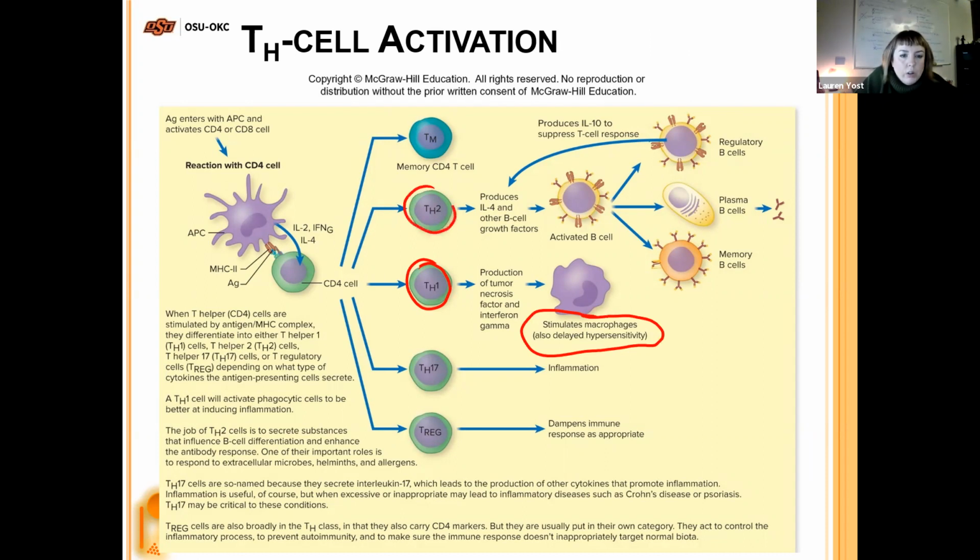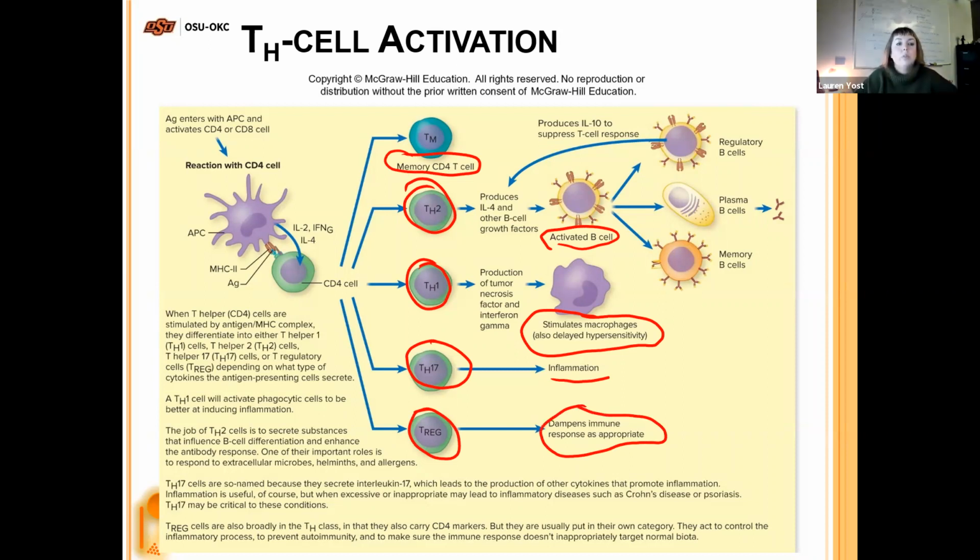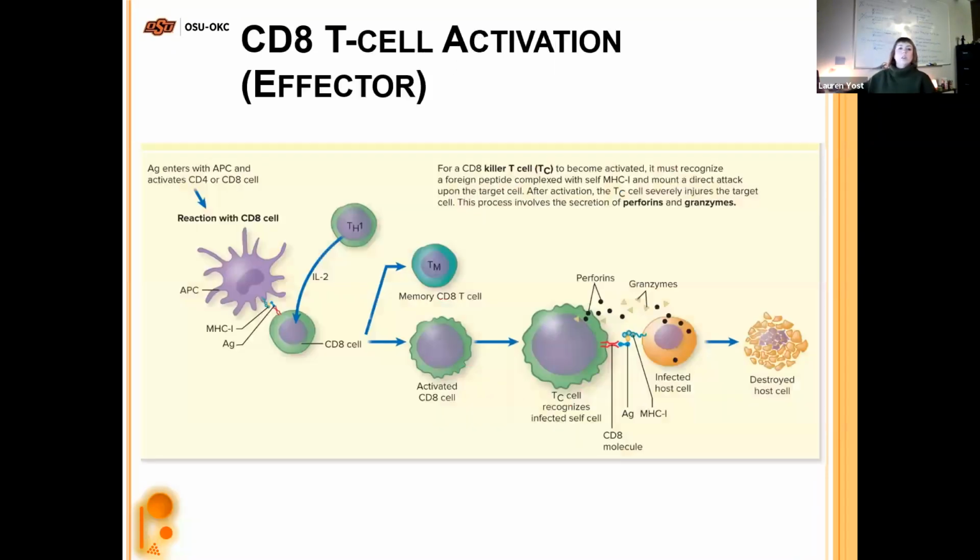TH helper 2, they're essentially going to be doing B cell stuff. This is a memory one. We can differentiate into that. We're always going to make memory, right? TH17 is going to trigger inflammation responses, and Treg is going to be dampening the immune response where it needs to, right, to help us from going out of control. So all that's going to happen when we have the antigen presenting cell and the CD4 T cell interacting with one another and triggering activation that way. So that's how T cell activation works.